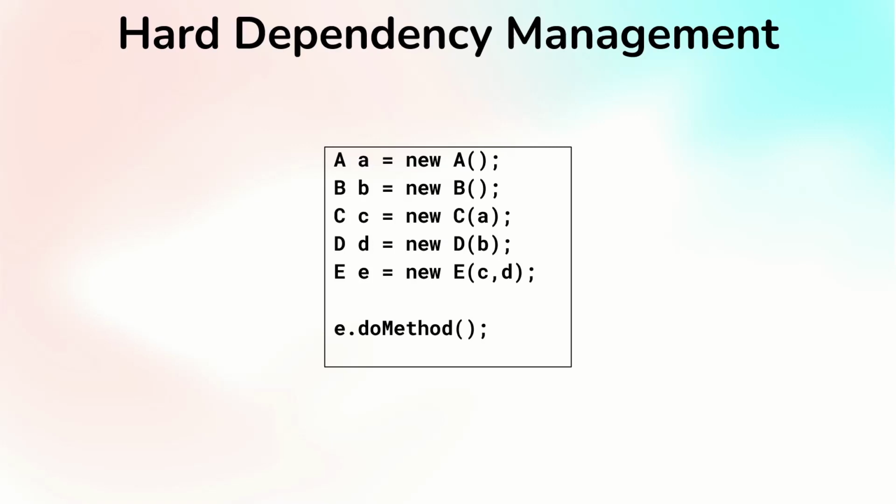For example, A and B are singletons, let's say, and C, D, and E must be created for each customer request. So how can we do this manually, as new logic must be added to these objects? Fortunately, we have a way of dealing with this, which is called inversion of control.